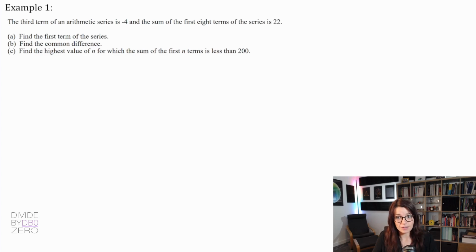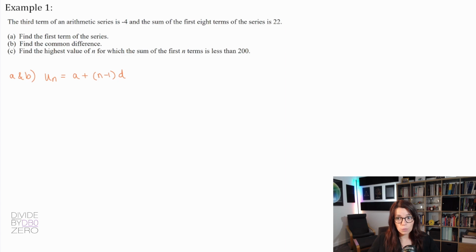Let's take a look at a few examples. Example 1. The third term of an arithmetic series is -4, and the sum of the first 8 terms of the series is 22. For this one, we're actually going to do parts A and B together. So find the first term of the series and the common difference. To do this, we're going to use our Un formula, nth term, which says Un equals a plus (n minus 1)d for an arithmetic series.